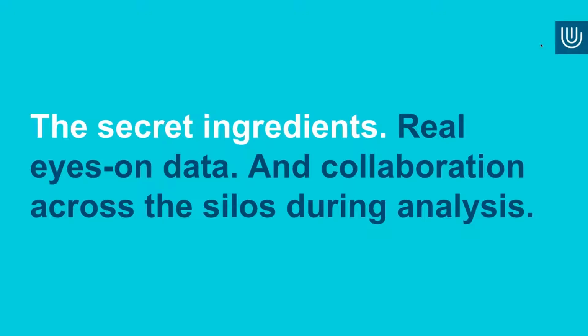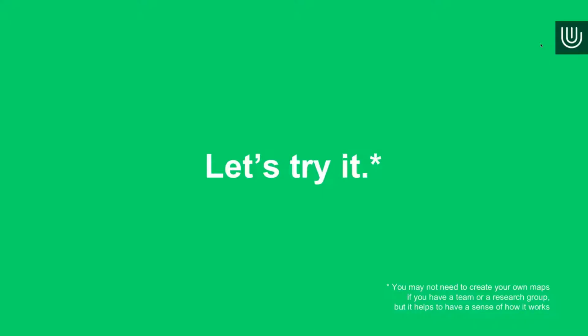The secret ingredients to journey mapping that can tackle those kinds of problems are real eyes on data and collaboration across the silos during analysis. Real eyes on data, again, means people watching and spending time with real users in the real world rather than just relying on analytics or focus groups or questionnaires. And the collaboration means a group of people from your organization, facilitated maybe by somebody with an expertise in user experience, will work together to try and develop that journey map. So those are the two things that make journey mapping successful.